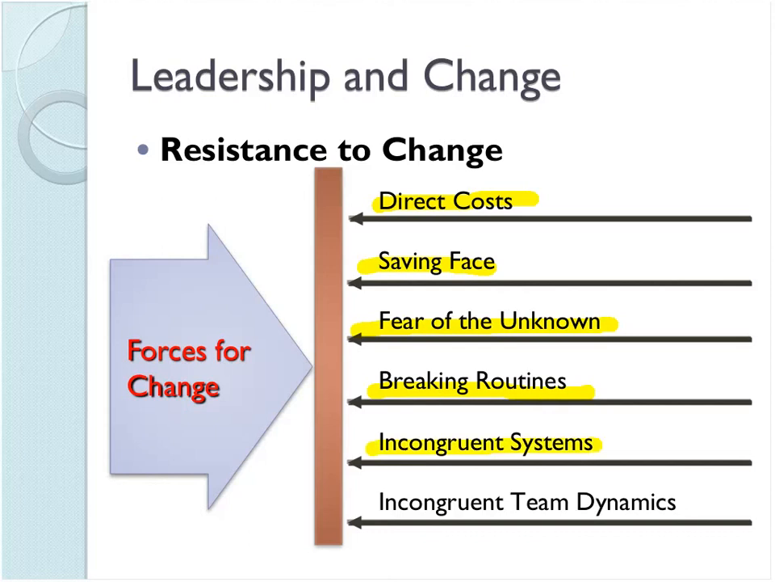Another one, incongruent systems. Also, when the systems are being changed, and incongruent team dynamics also affect all the members of the organizations. So these are the main factors of the resistance to change. It's about cost, it's about the reputation, it's about the fear of the unknown, about breaking routines, and so on.